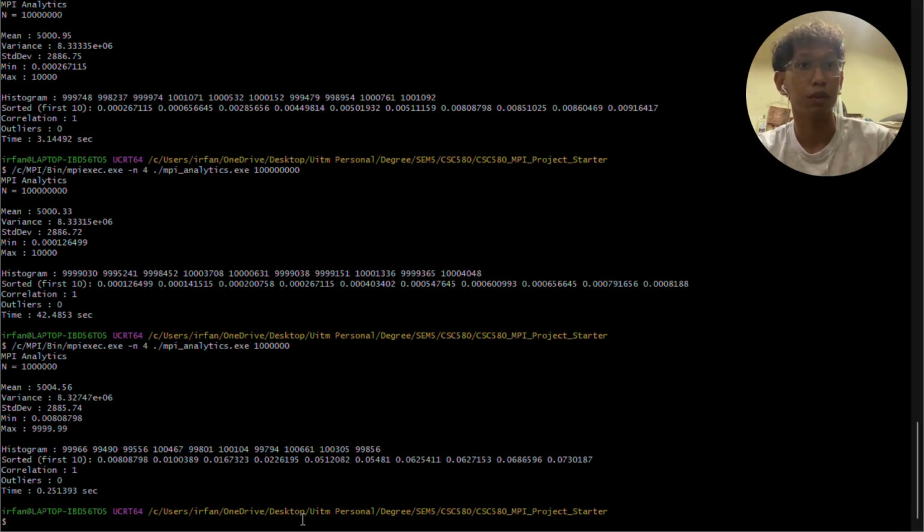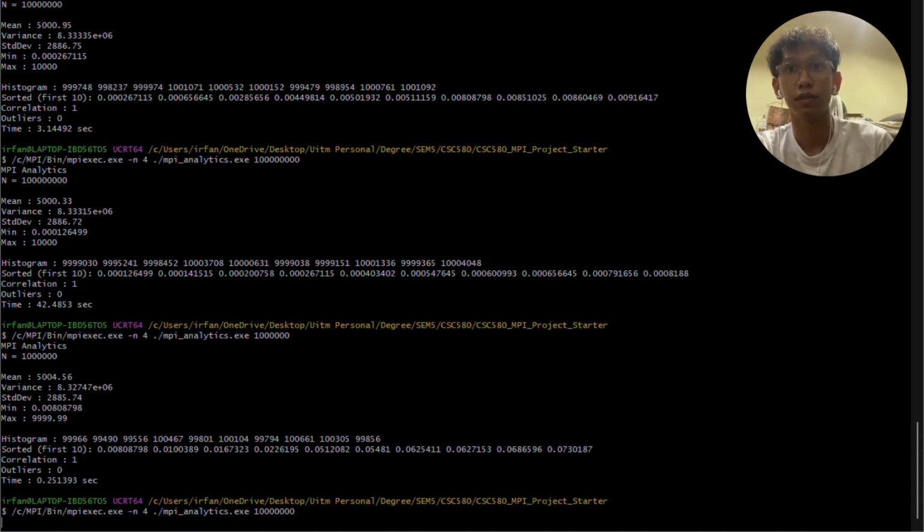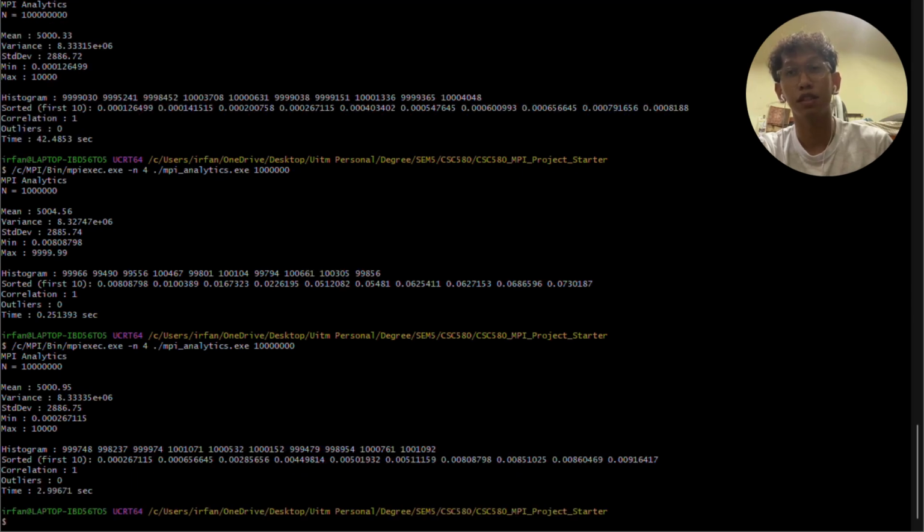So how will it compare to medium datasets? We will have 10 million data. As dataset size increases, MPI significantly reduces execution time due to parallel processing. This is only compared to the sequential, so it will be significantly faster. As you can see here, just under 3 seconds.